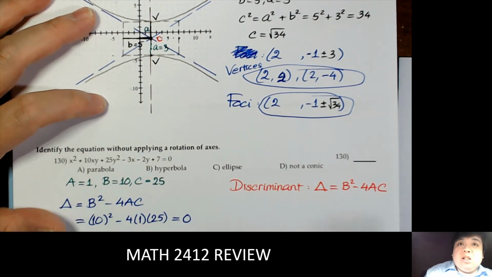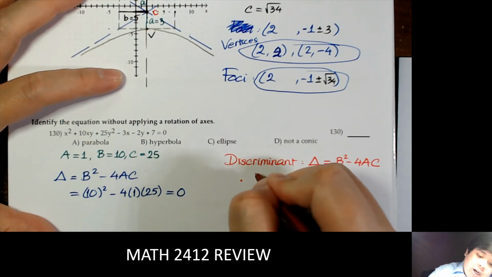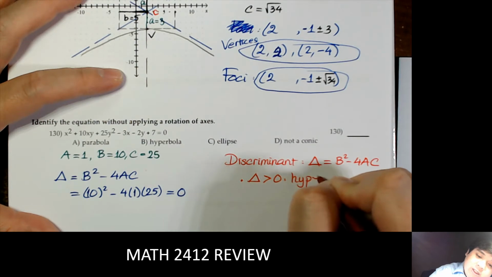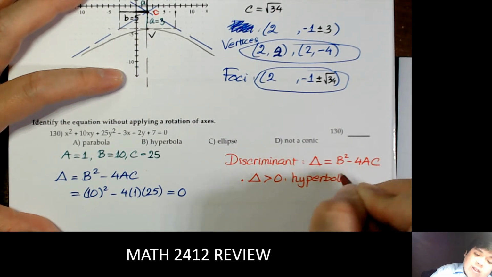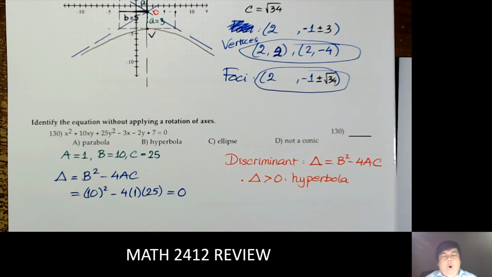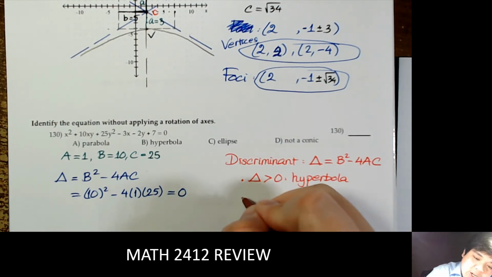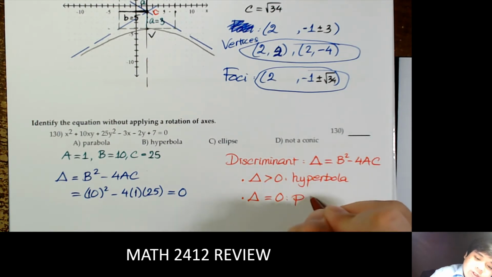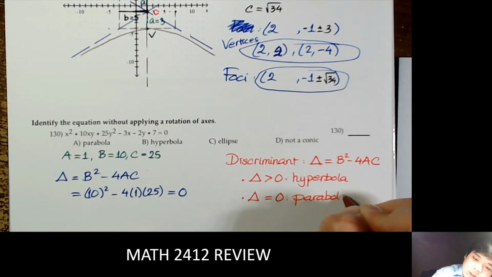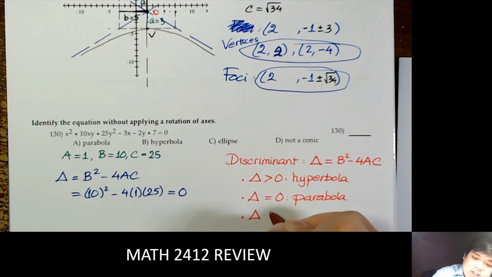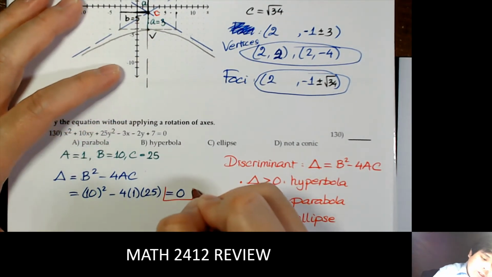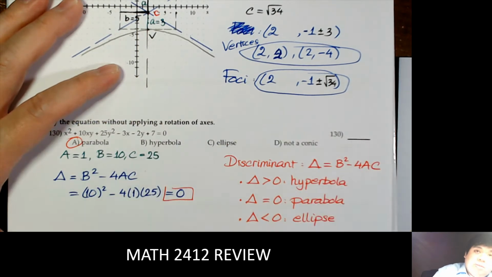So after we found the discriminant, there will be 3 scenarios. When delta is positive, it's going to be a hyperbola. Hyper means over, so it's going to be bigger than 0. Delta equal to 0, that is for a parabola. And when delta is less than 0, it is going to be an ellipse. So this is equal to 0, so it's going to be the parabola.